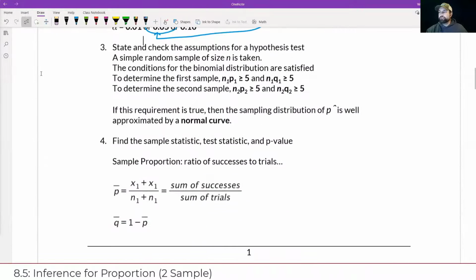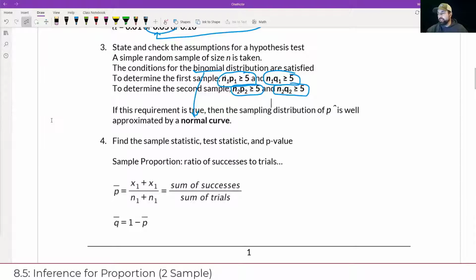So once again, to confirm that this is a binomial distribution and we want to make sure that we can use a normal curve to estimate it, we have to make sure that n1 times p1 is greater than 5 and n1 times q1 is greater than 5. We also need to make sure that n2 times p2 is greater than 5 and n2 times q2 is greater than 5. So just make sure that those multiplications are greater than 5, and they're going to be.